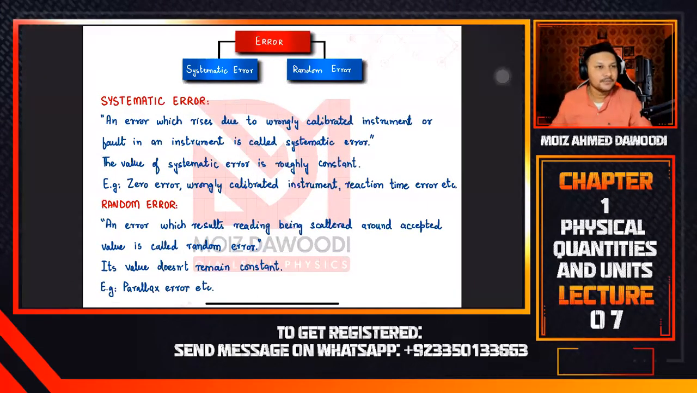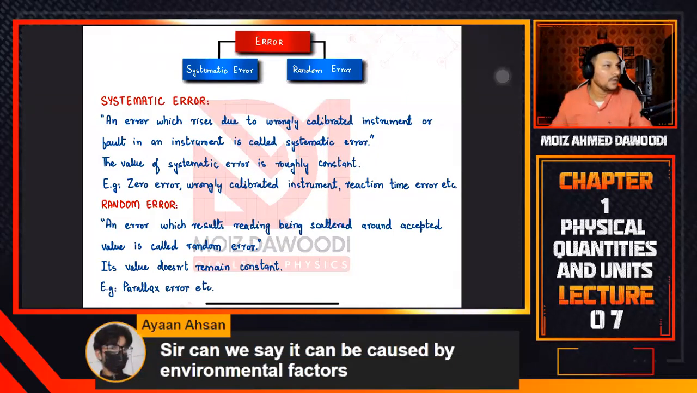Can we say it can be caused by environmental factor? Yes. Different environmental factors. ठीक है? तो you can say that. बस identification का आसान तरीका जो मैंने आपको बताया है, if the error is roughly constant, classify it as a systematic error. If it is not, classify it as a random error.